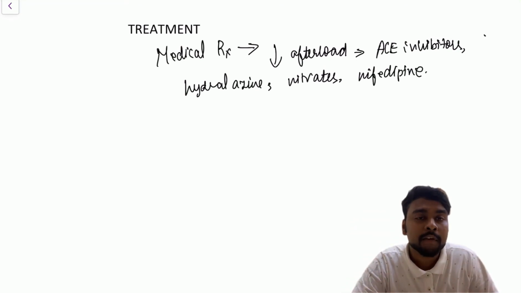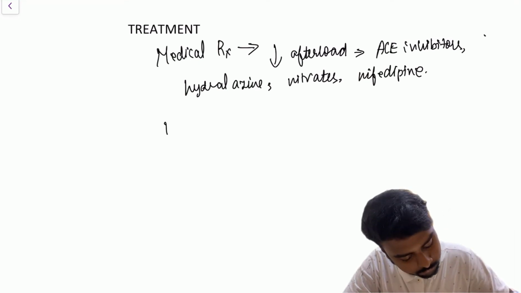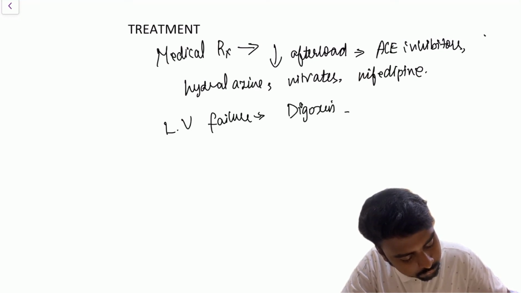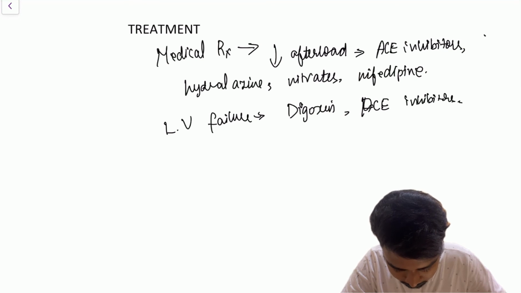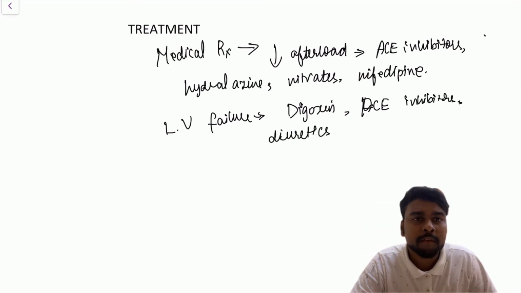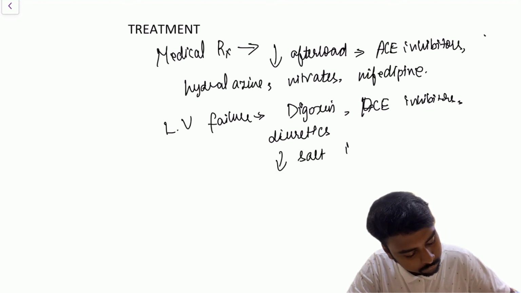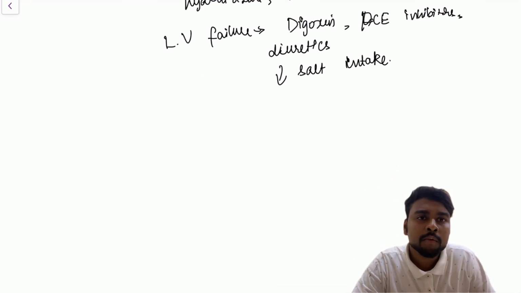For left ventricular failure, we can give digoxin, ACE inhibitors, diuretics, and advise the patients on reduced salt intake. Then when will we do surgery?